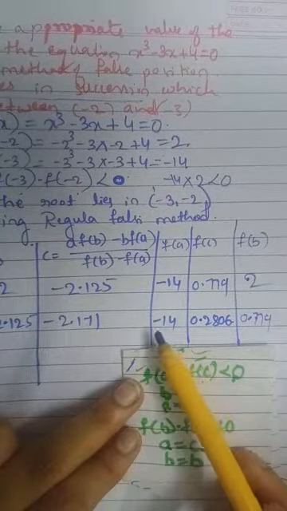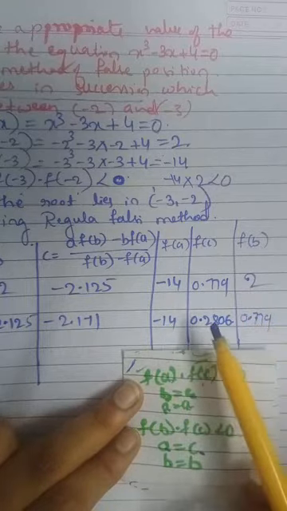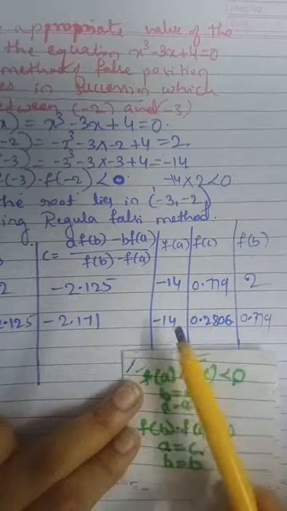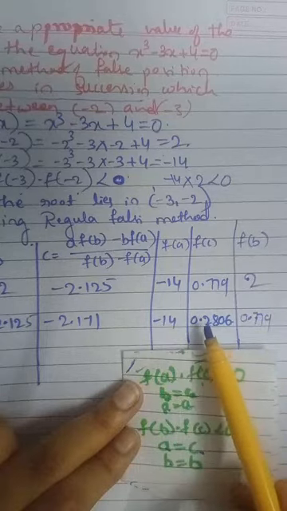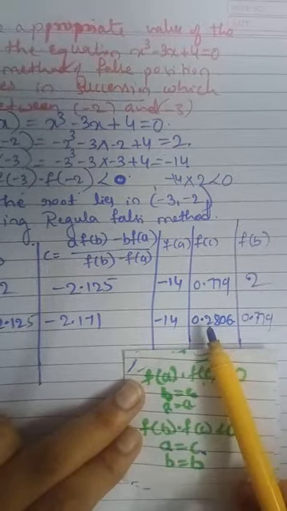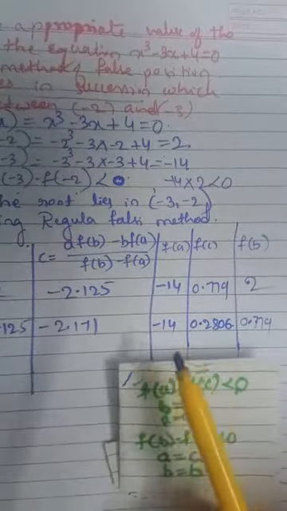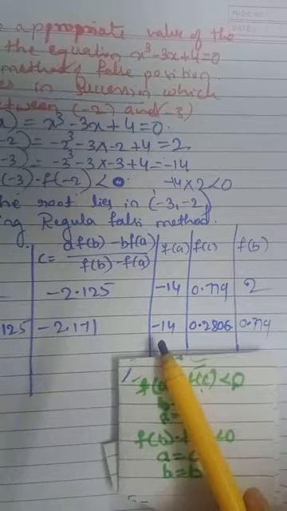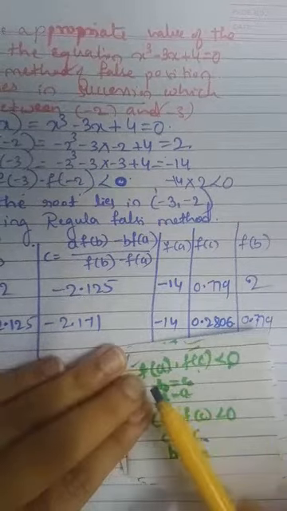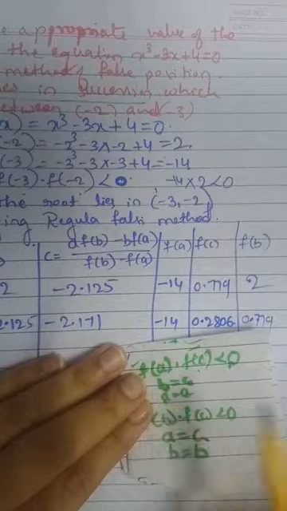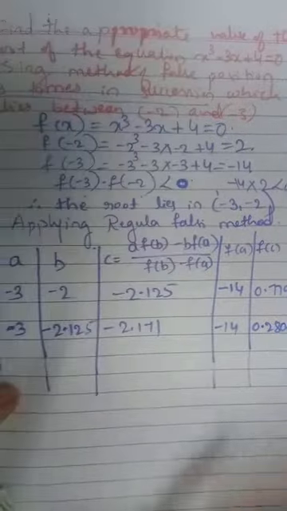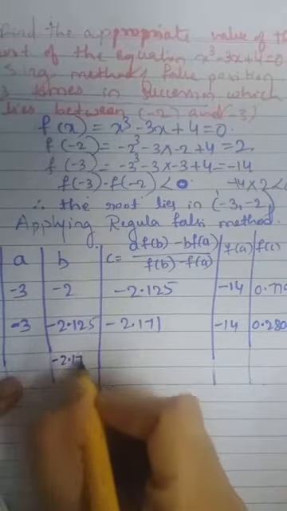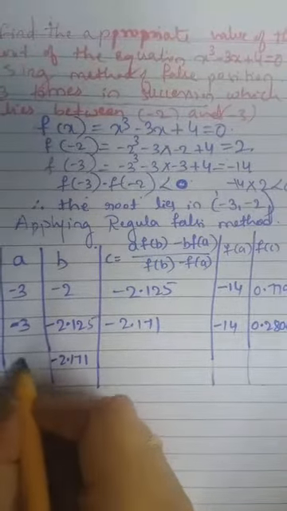Now take this and find the value of a and b for the next iteration. See, f of a what we have is -14, and f of c is 0.2806. This is negative, this is positive. When I multiply -14 into this 0.2806, I'll get a negative value, because one sign is negative and one is positive. So when we get a negative value, what we need to do is change b with c and keep the a as it is. So again change b with c, -2.171, and a remains as it is, -3 only.